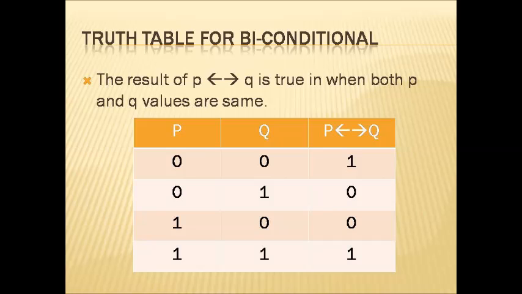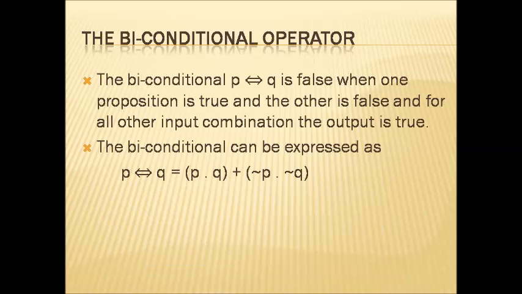Now we are going to see some facts about the biconditional operator. In the case of the biconditional operator, it is false whenever the input combination is different, and it will return true whenever the input combinations are the same. That is, when both are false, it will return true. When both are true, then also it will return true. That is, when the input combination is the same, it will return true.